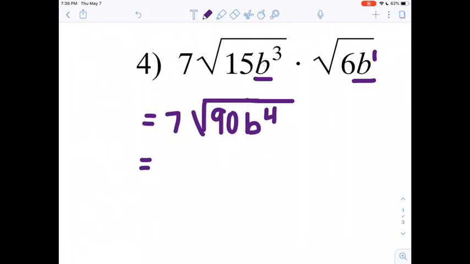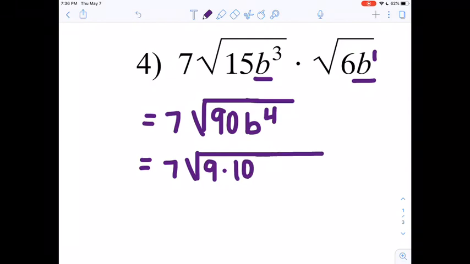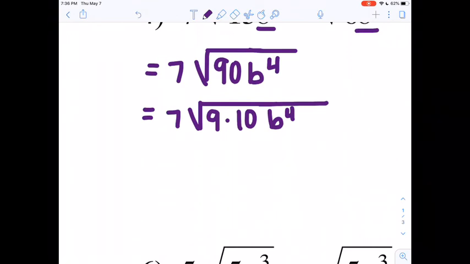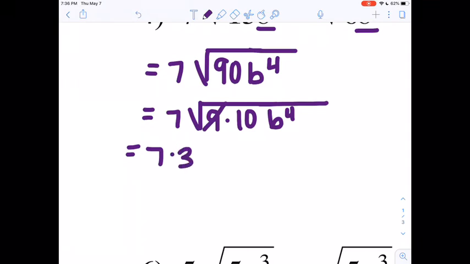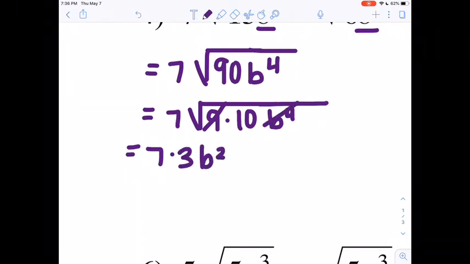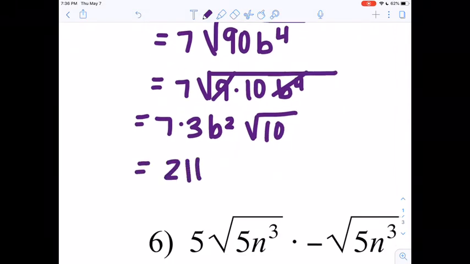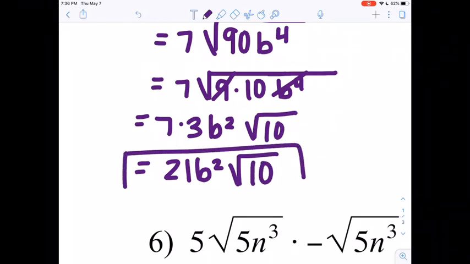You could pull out your notes from the other day with your perfect squares list. But I know that 9 is a perfect square that goes into 90. And b to the 4th I don't have to touch because that's even, so that's a perfect square. So I'm going to take the square root of 9. That's 3. Remember, it's got to multiply by the 7. And the square root of b to the 4th, that's b squared. And I have 10 left on the inside. So I have 21b squared, the square root of 10, as my final answer.